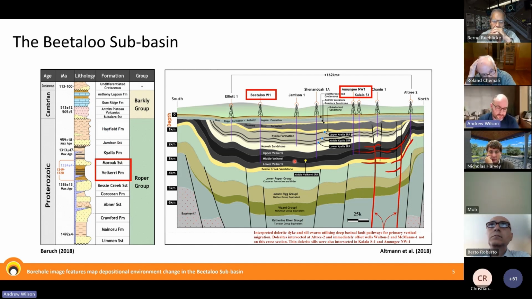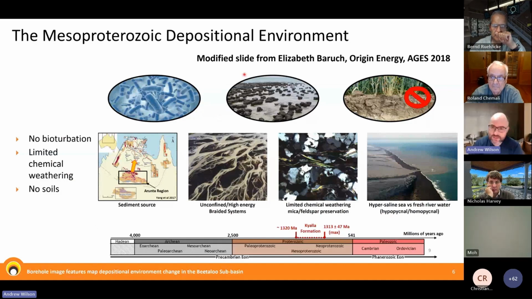Just to get you in the right mind here, this is a slide I borrowed from Elizabeth Baruch, an Origin Energy geologist, or was. I think she's still there, or she may have gone to Tambourine. In the Mesoproterozoic, basically the only life we had was bacteria, so we had bacterial mats and stromatolite type forms, but there were no land plants, and along with limited chemical weathering, this meant we had no soils. It also meant we had no burrowing organisms. So all the sedimentary structures are left as they were deposited, which is just fantastic, and people should do more research on this.